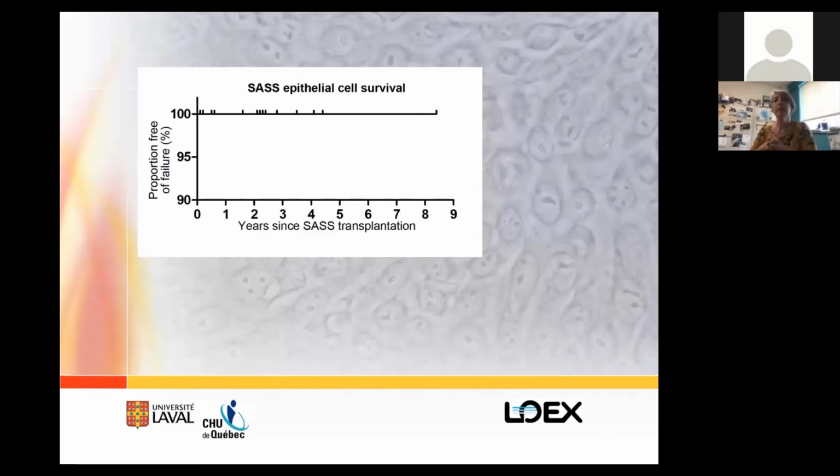For example, when the surgeon usually uses cadaveric skin as a temporary dressing, this skin is usually rejected after 3 or 4 weeks. Currently, the longest follow-up of the graft skin substitutes is more than 8 years, and as you can see, we never obtained any failure of this epidermis. So the graft is very interesting at long term.